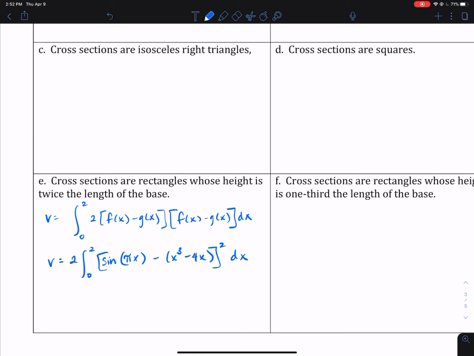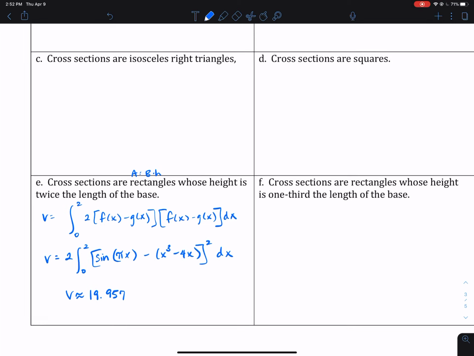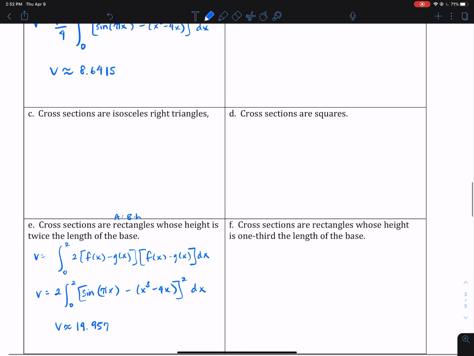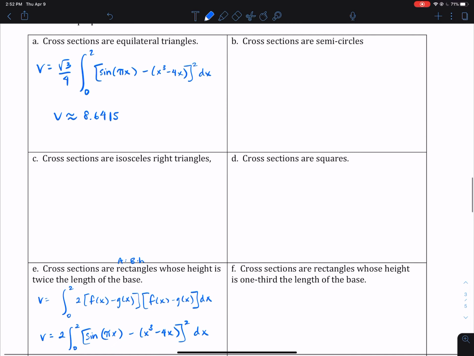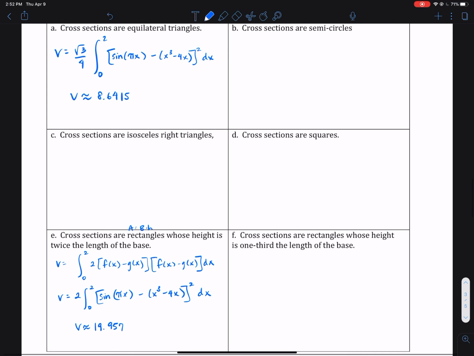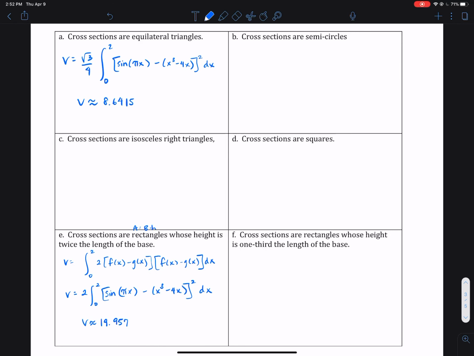So since we're rectangles, the area is just base times height. So base times height. And this volume will be about 19.957, assuming my calculation is correct. Okay. So go ahead and try B, C, D, and E. I'm going to shut this off, and I'll finish it up in part 3, or I'll give you the answers in part 3.